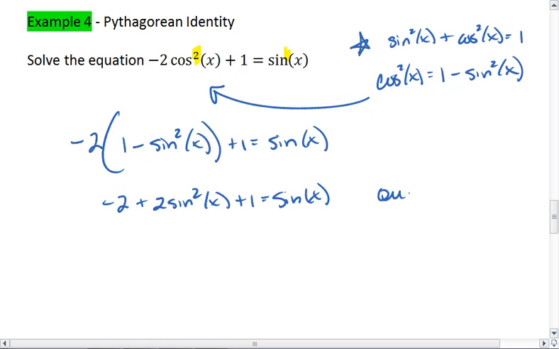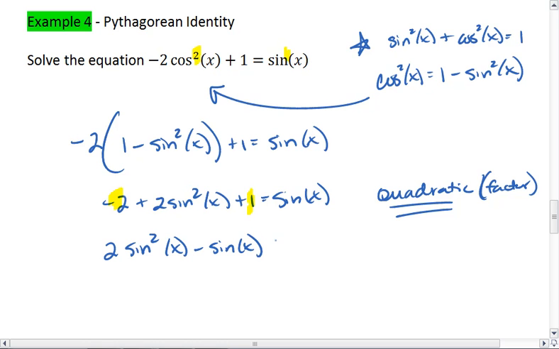We now use our quadratic approach, our factoring approach. So we're going to want to factor. We're going to move everything to one side. Well, first, let's combine these like terms here. We get 2 sine squared x minus sine of x minus 1 equals 0. If it helps, you can rewrite this off to the side as 2x squared minus x minus 1 equals 0. Treat your sine of x's just like any variable.